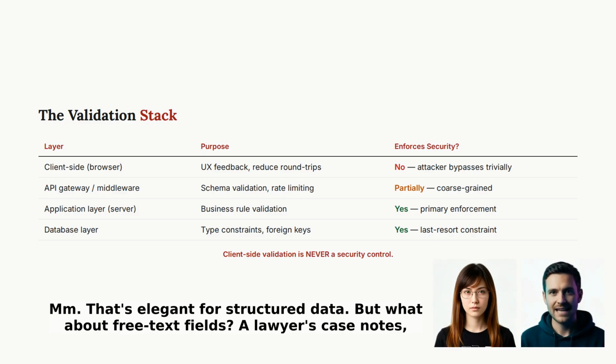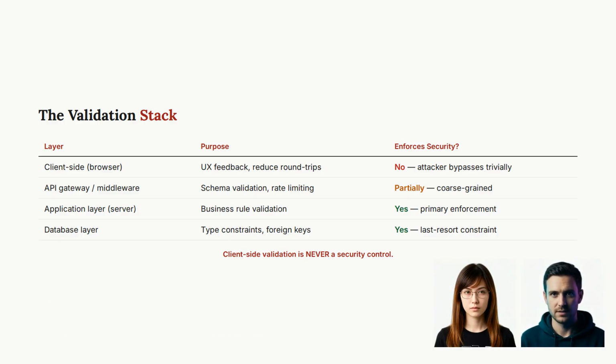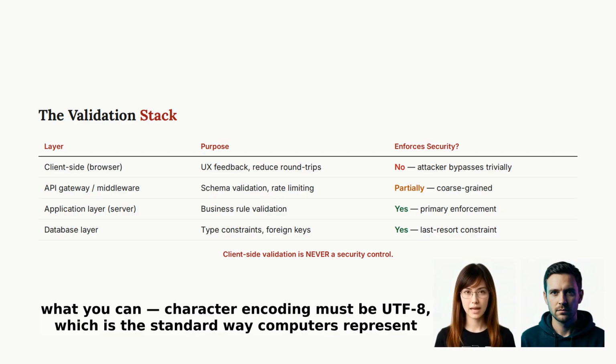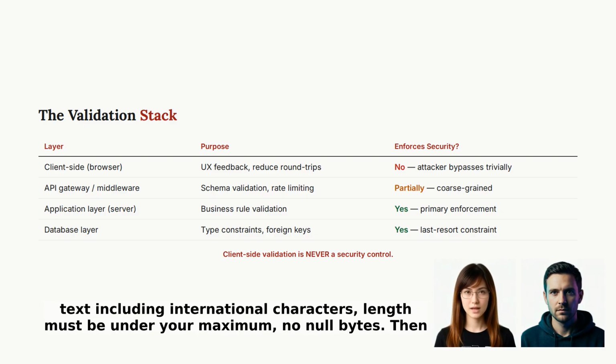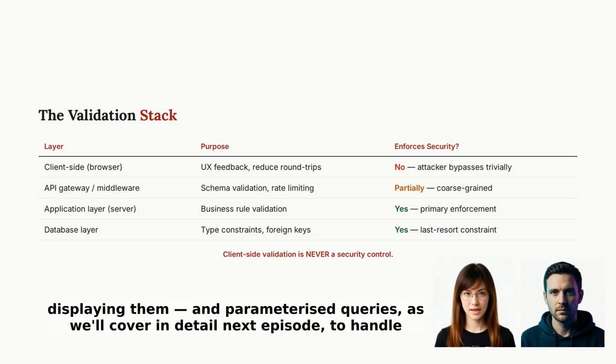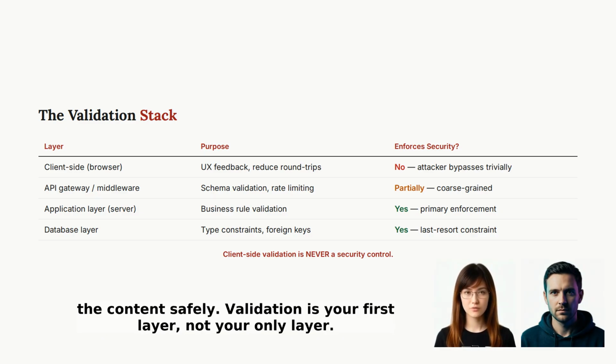But what about free text fields? A lawyer's case notes, for instance. Free text is harder, which is why validation alone isn't sufficient. For free text, you validate what you can. Character encoding must be UTF-8, which is the standard way computers represent text, including international characters. Length must be under your maximum, no null bytes. Then you rely on output encoding, converting special characters into safe representations before displaying them, and parameterized queries, as we'll cover in detail next episode, to handle the content safely. Validation is your first layer, not your only layer.